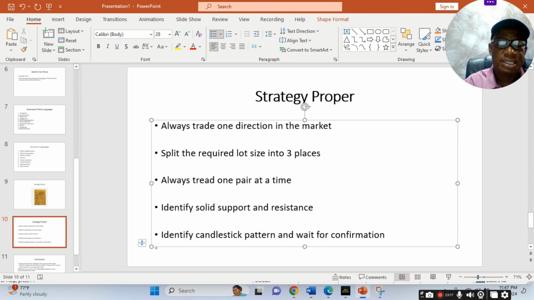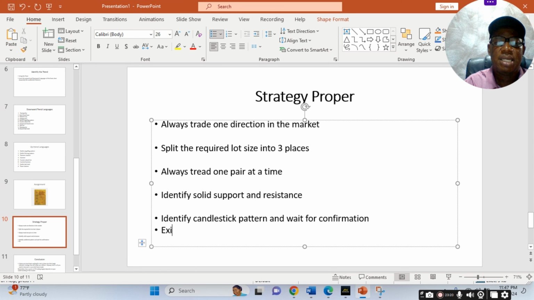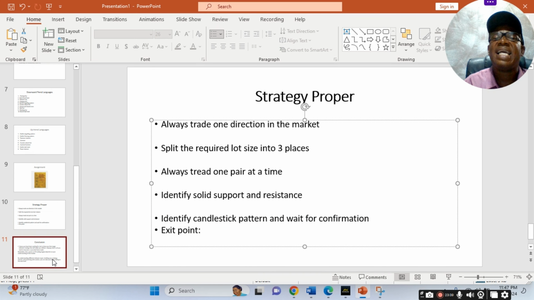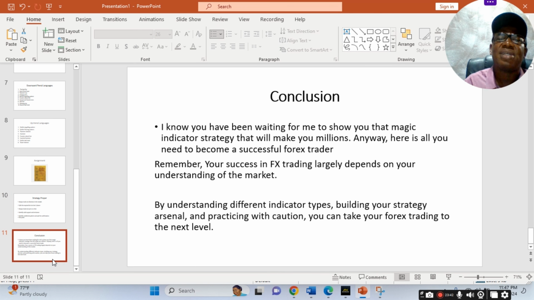The exit point is when the formation I see is nullified or I have made 1% of my money. Once you get these things done this way, obviously you have a forex trading strategy with high success rates. Yes, I know you have been waiting for me to show you that magic indicator strategy that will make you millions. Anyway, what you've learned is all you need to succeed as a forex trader.